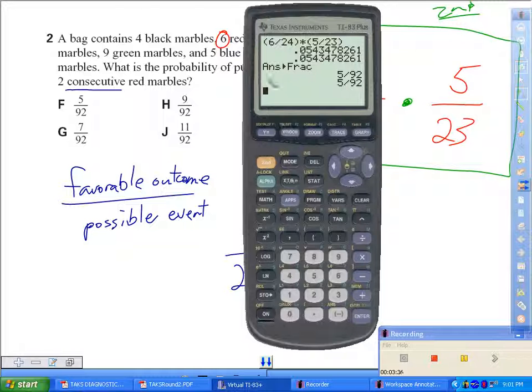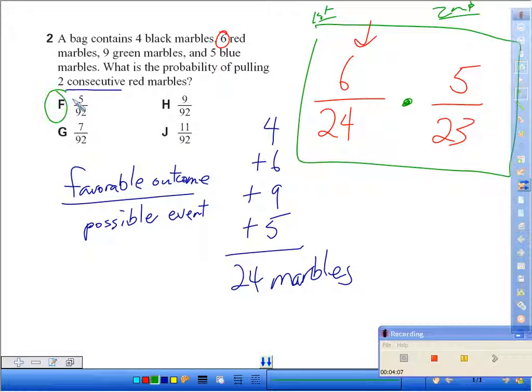And that's how you interpret that. 5 out of 92, answer choice F. And what that means is, out of 92 times of pulling out marbles, it would happen 5 times that you get 2 consecutive red.